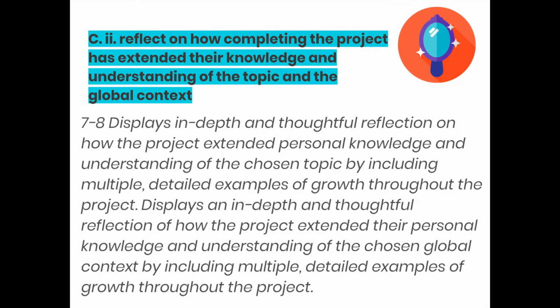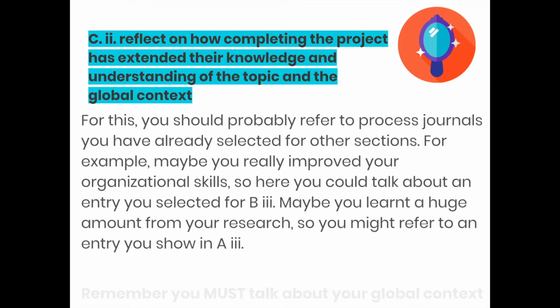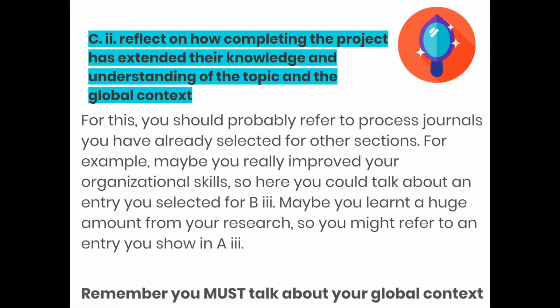The next one is reflecting on how the project extended your knowledge, your understanding of the topic, and your global context. Now, this one is one where you might pick out a process journal entry you've already used. Maybe you learned a huge amount from your research. Maybe that is something that is really important to you. So maybe you're going to talk about Criterion A, Strand 3. Maybe, for example, you became just a better learner. You know that in grade 9, you always procrastinated, you avoided work, but through this process, you have become much better at being organized. Therefore, you might pick out a process journal entry from B, Strand 3.